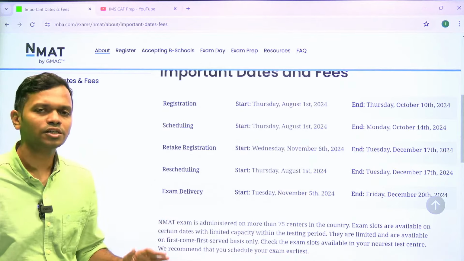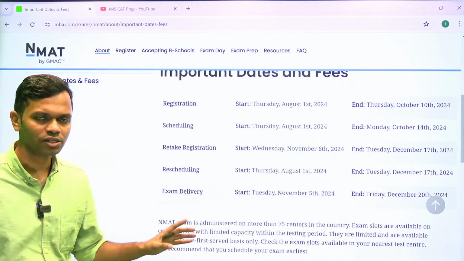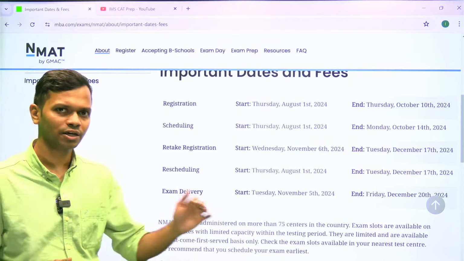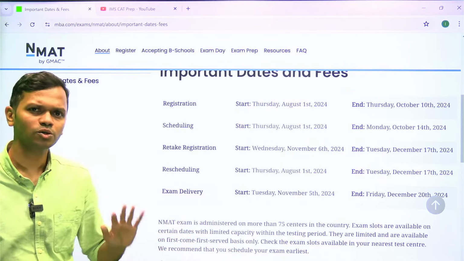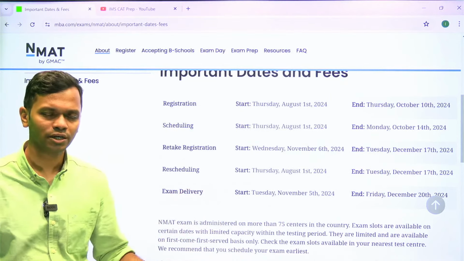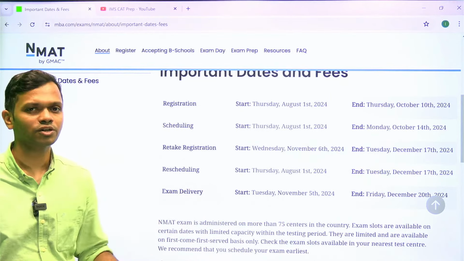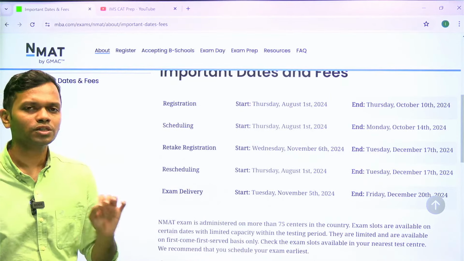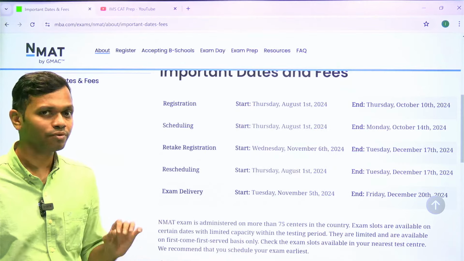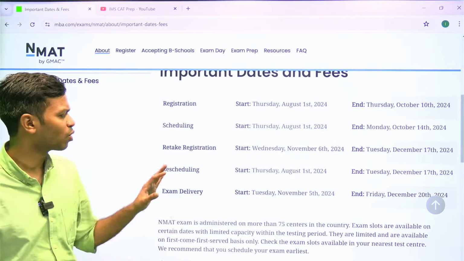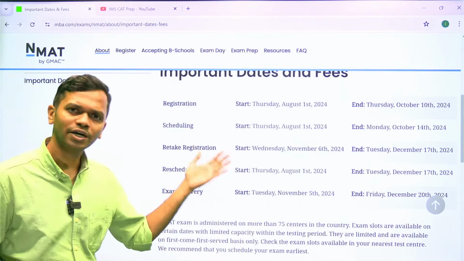NMIMS has considered only the first attempt in the previous years. Of course, we'll have to wait and see whether they continue that this year or not. Right now, there is no notification on that front. So let's assume that they're going to continue what it has been previously, which is the first attempt of NMAT. If you are somebody who is targeting NMIMS specifically, your first attempt of NMAT is going to matter, and you have to be very careful as to when you take it. Now, a lot of times students ask, should I take it in November?